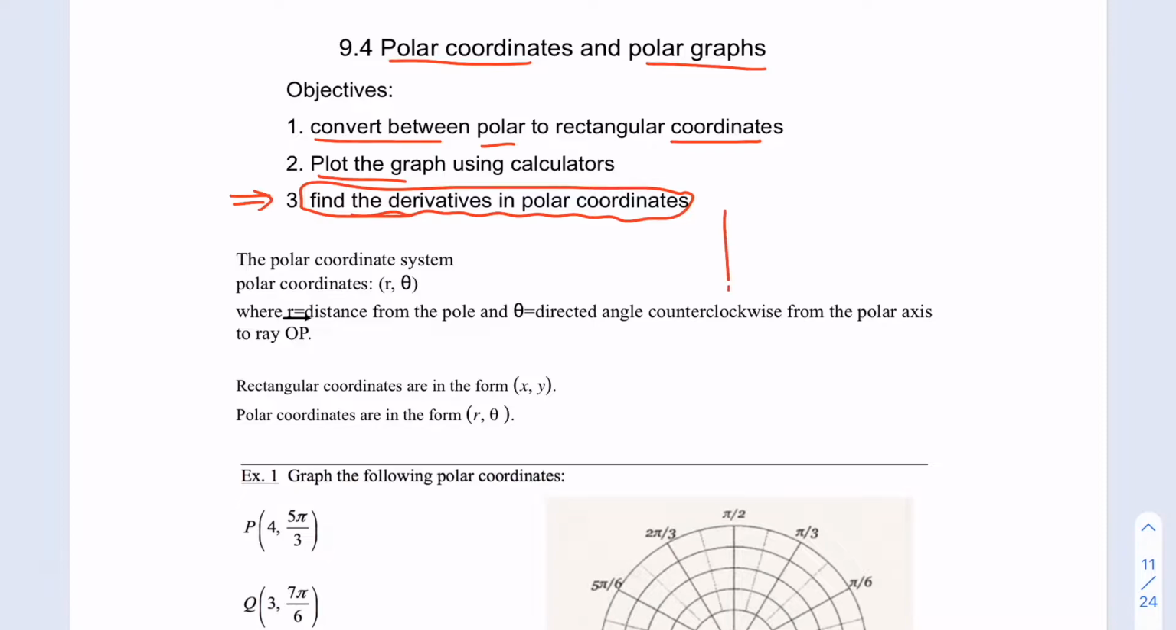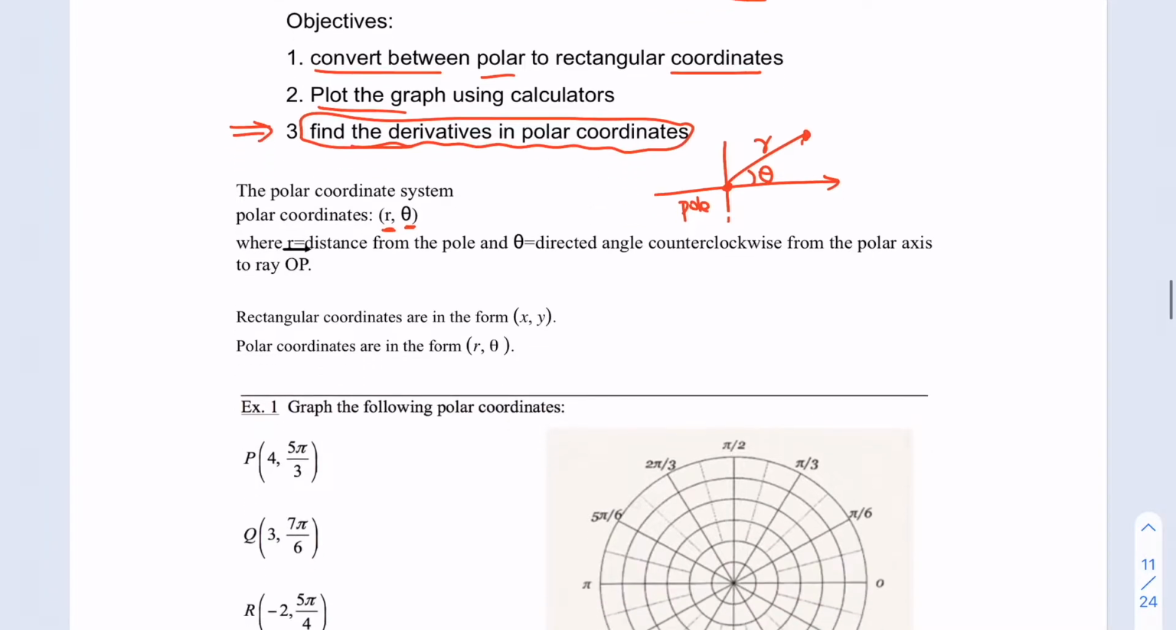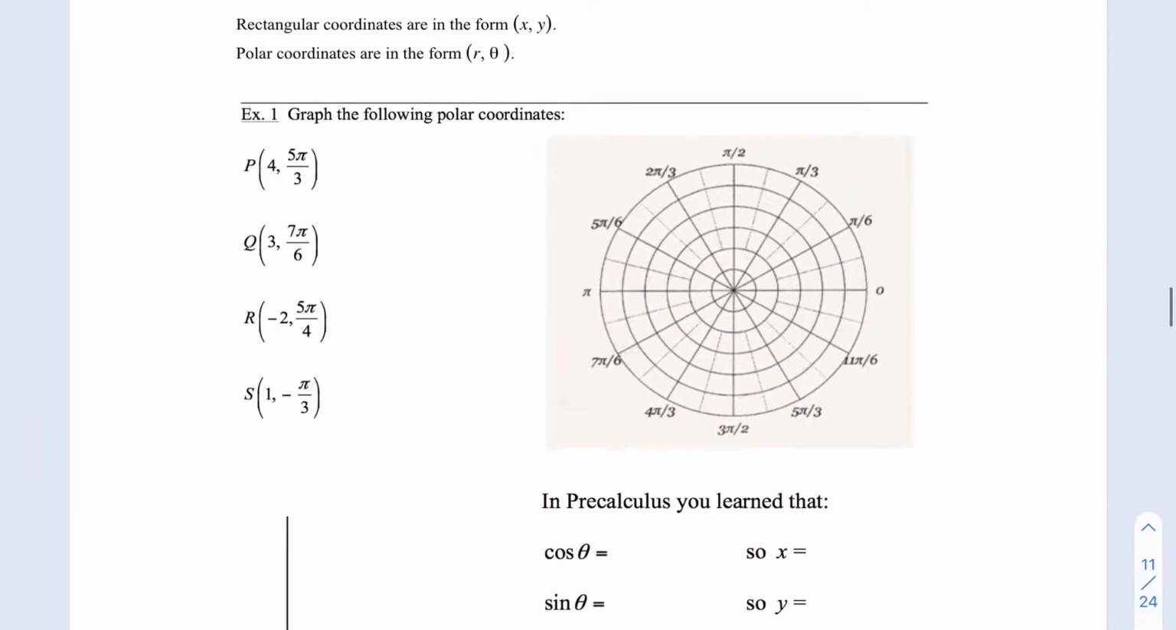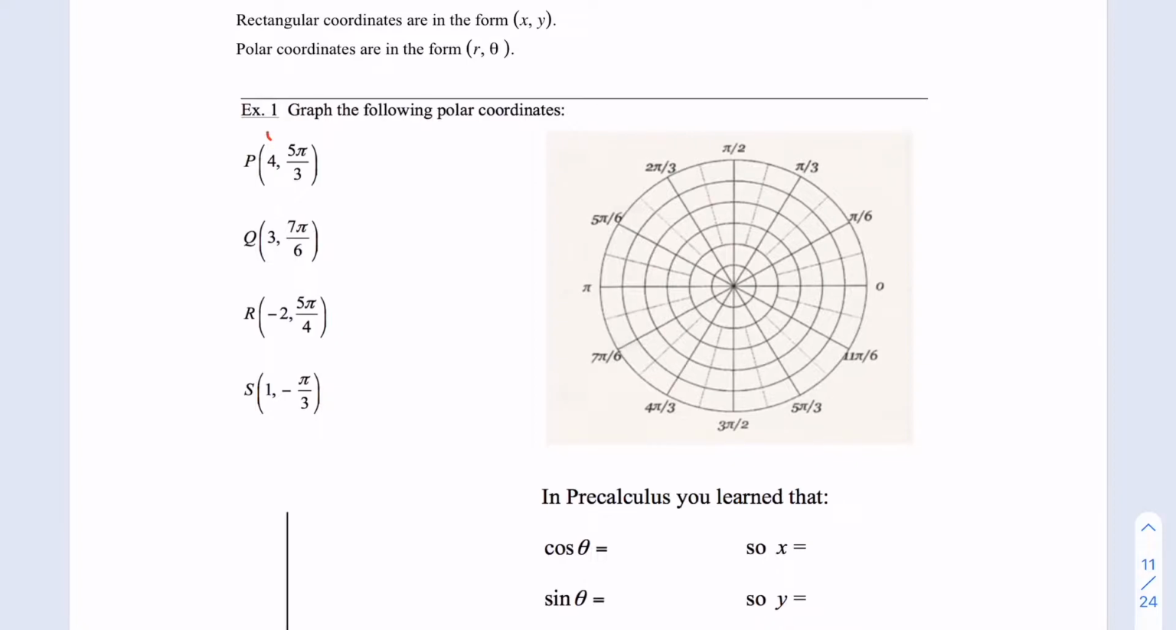So given polar coordinates, the origin, what we call the pole, and the angle theta and r. This is what we use for polar coordinates, r and theta. So let's have a look at how we graph points in polar coordinates. For example, P: r equals 4, theta equals 5 pi over 3. First we look at 5 pi over 3, 1, 2, 3, 4. So this is point P.